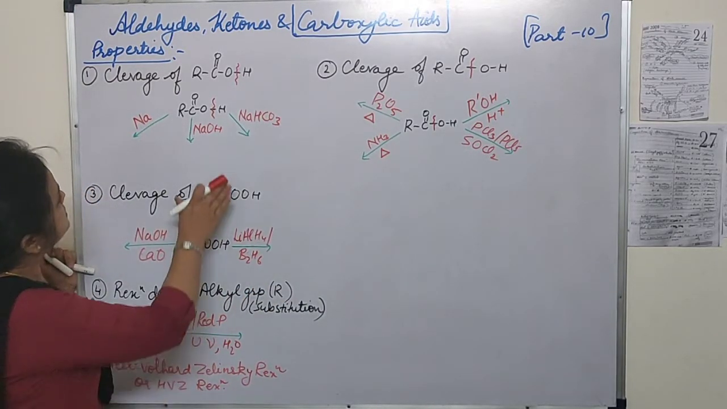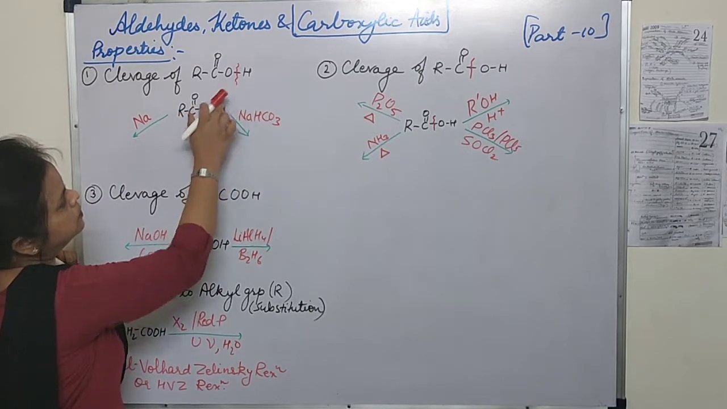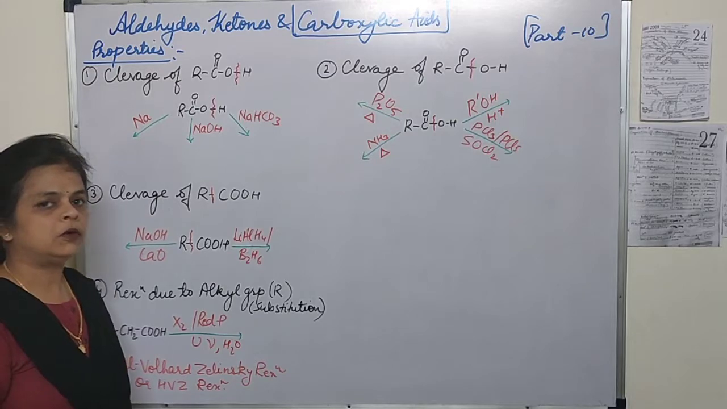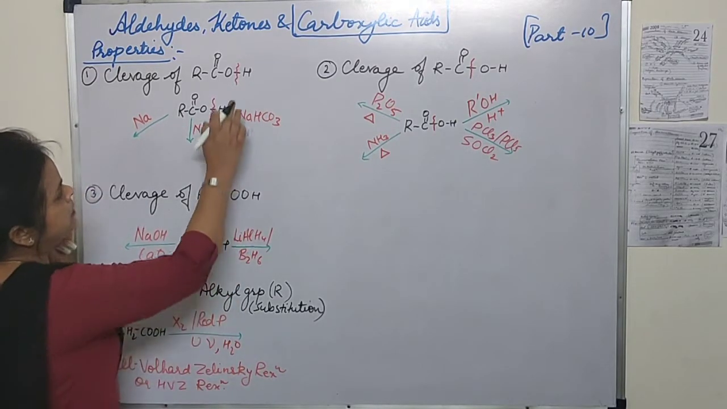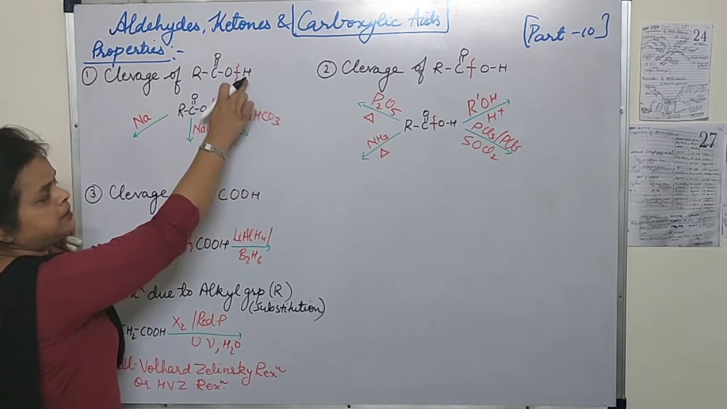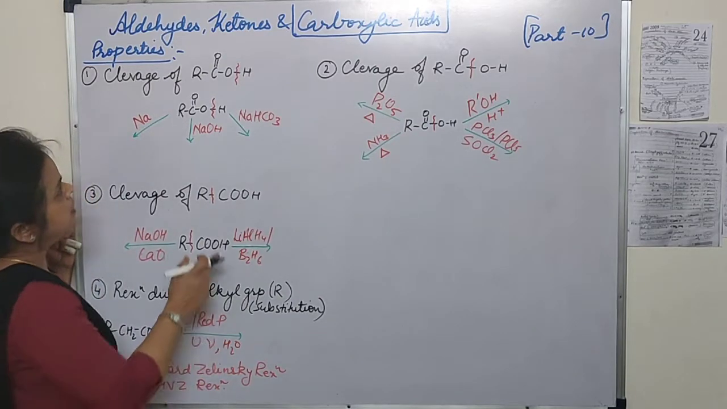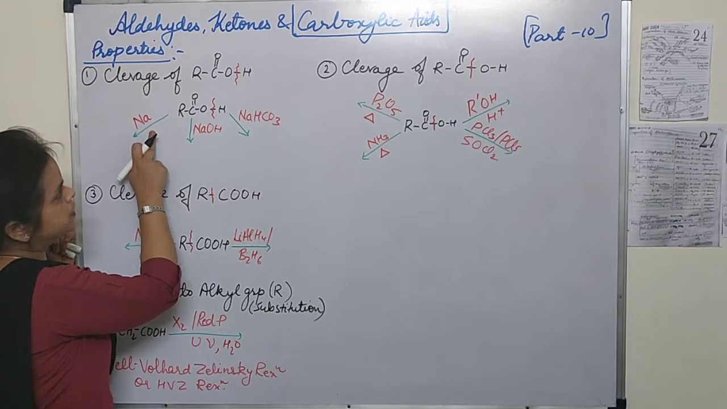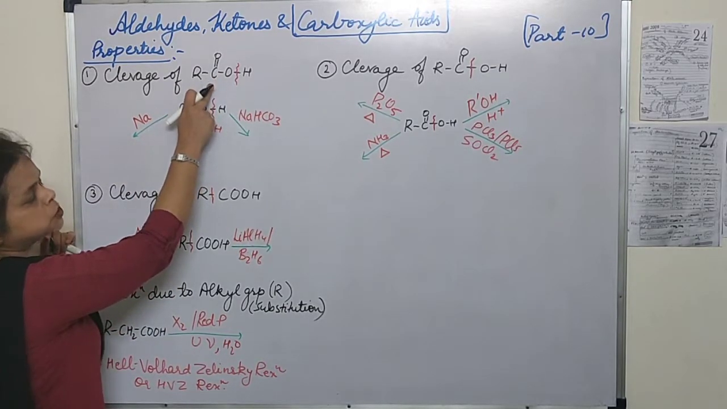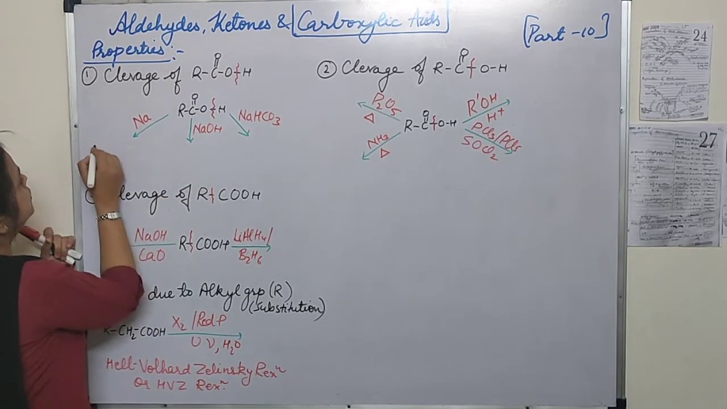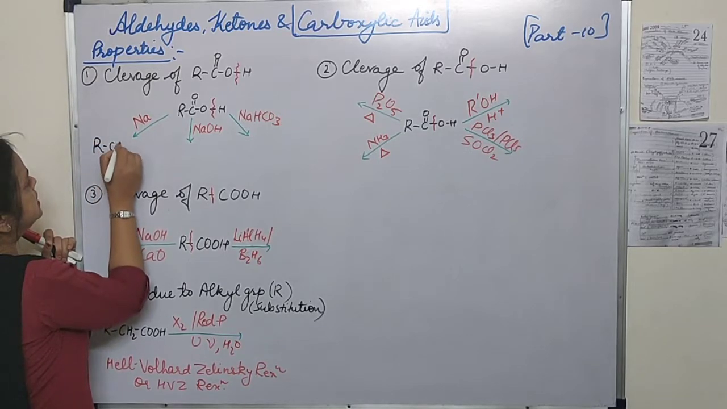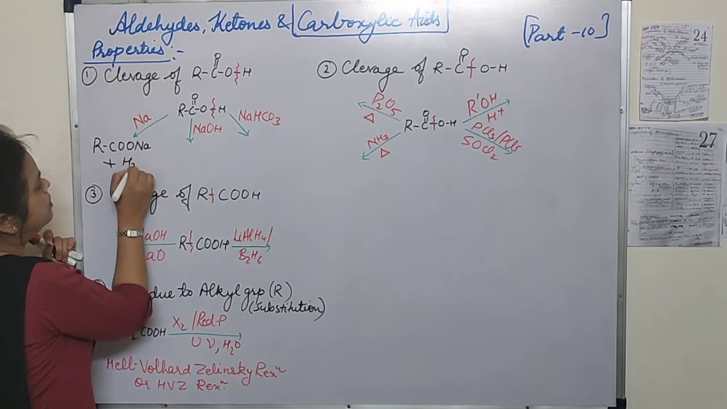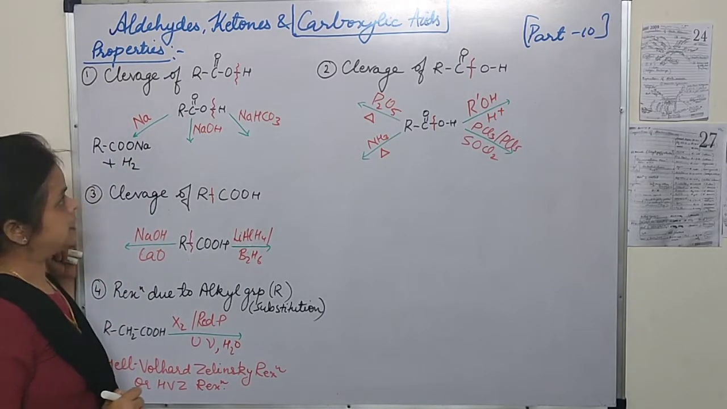So let's start with the first type, where the cleavage of the OH bond is taking place, and this shows the acidic nature of the carboxylic acids. Now here this H can be replaced by sodium if the carboxylic acid is made to react with sodium. If you take 2 moles of RCOOH, you will get RCOONa along with a molecule of hydrogen gas.